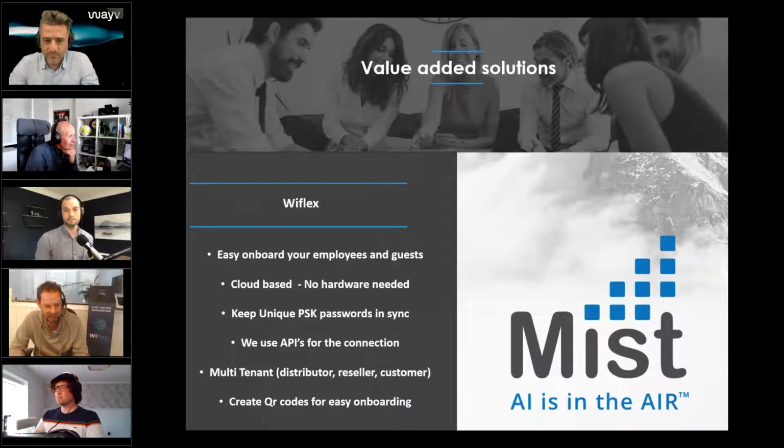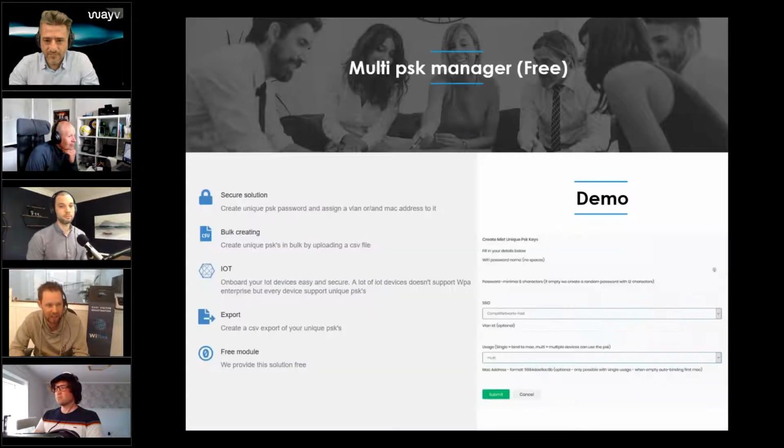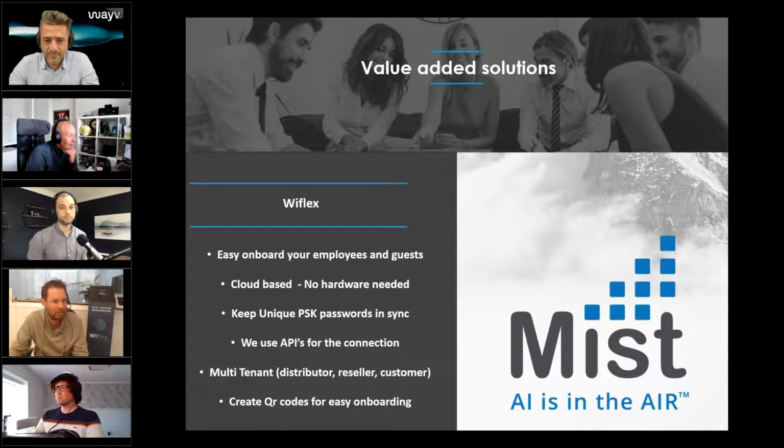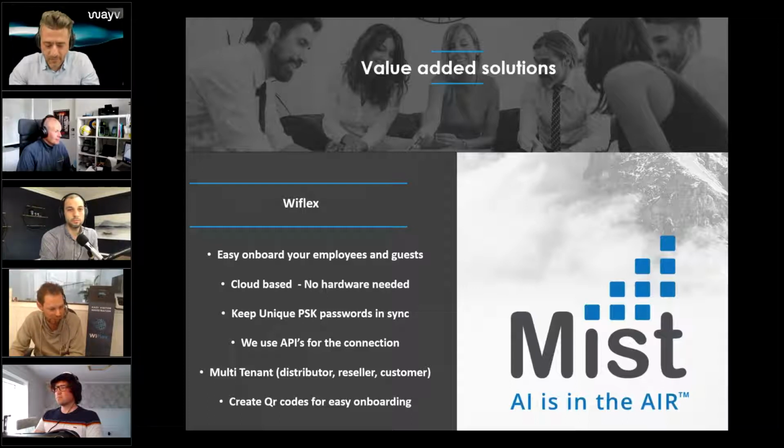So why we like Mist? Just like Mist, we are fully cloud-based. We like the API first approach. We also like the unique PSKs feature from Mist. Yes, we use the APIs. Our solution is fully multi-tenant, so distributors can create resellers, resellers can create customers. I will show it right away. And we also make use of QR codes for easy onboarding. So you can create QR codes for unique PSKs, so you can easily onboard everyone.